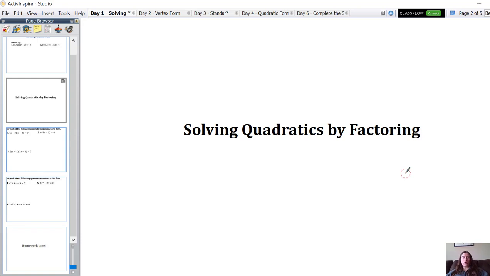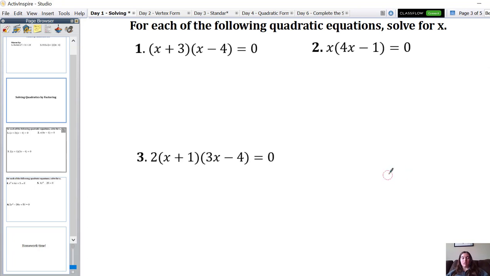Now we're going to talk about solving quadratic equations by factoring. Now sometimes you might be given the quadratic equation in its factored form. If that's the case, we don't need to do any other factoring because that's already been done for us. So what we're going to do is take each term.